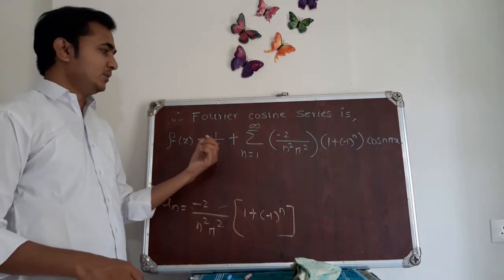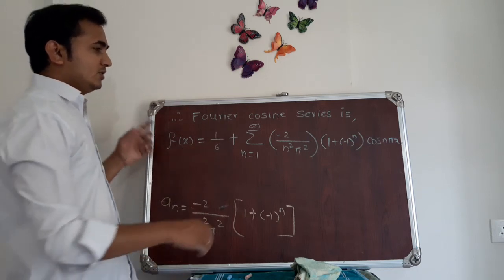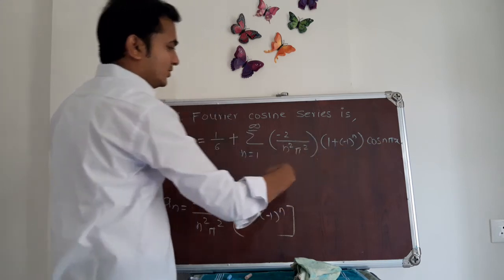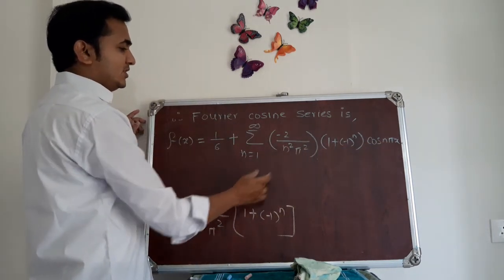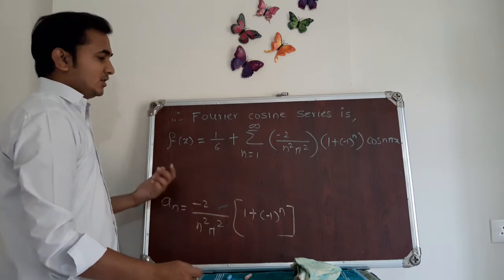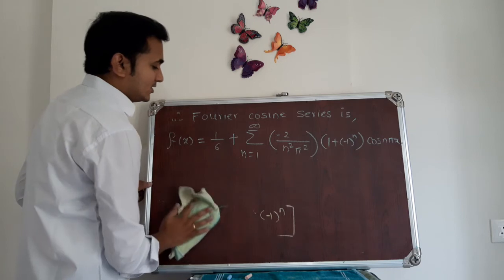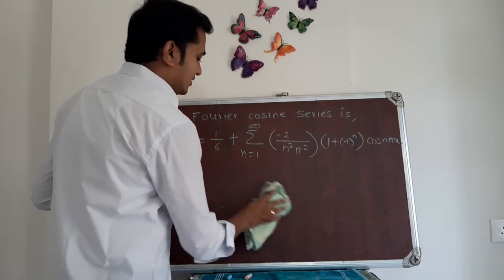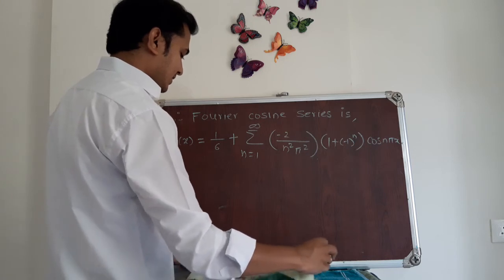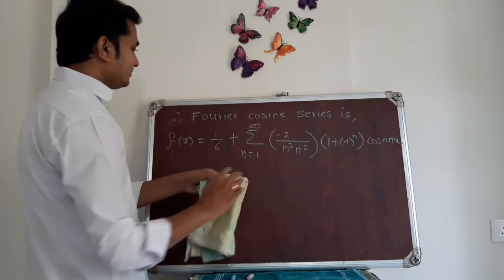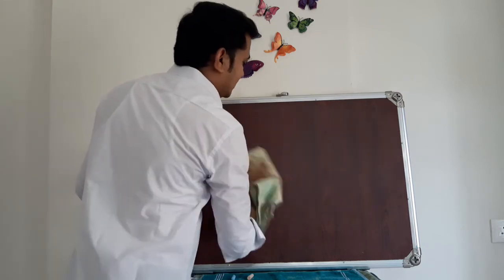Now there can be various deductions from this representation. I mean, you can substitute x is equal to 0, you will get some deduction. Okay, you will get a representation of this infinite series, and many more things. Okay, so this was Fourier cosine series. Let me give you an idea about Fourier sine series, and then we'll stop.